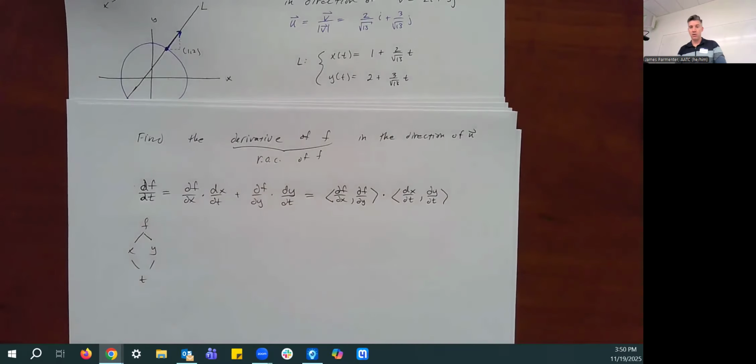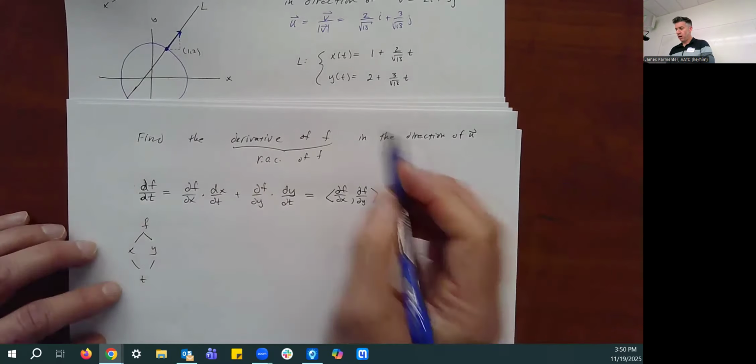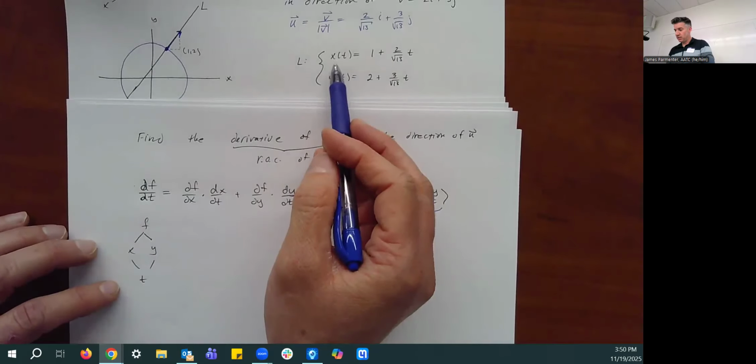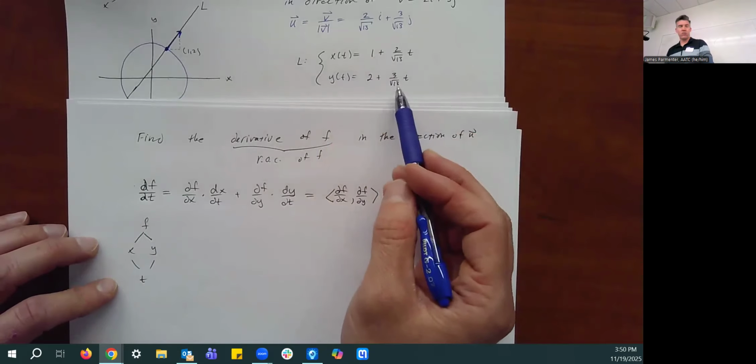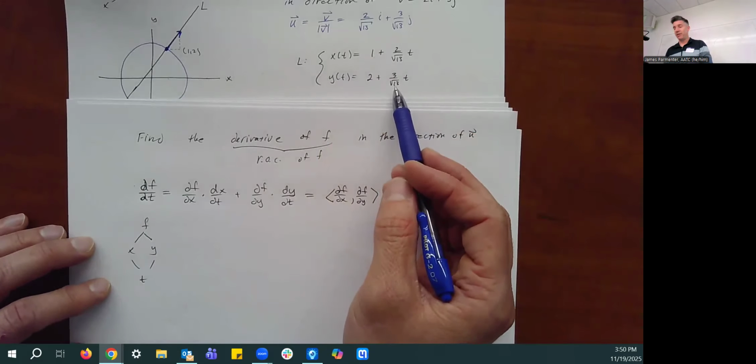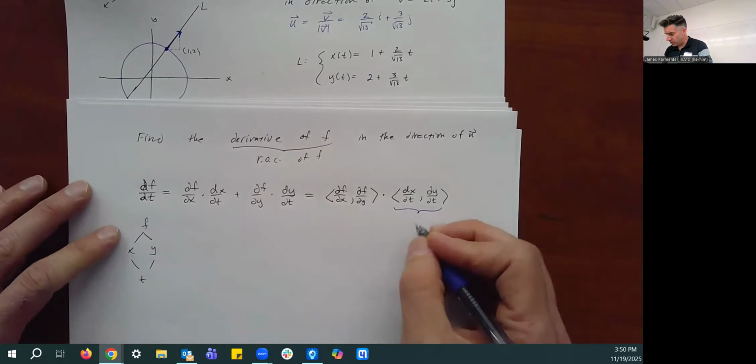But here's the deal. If you look at this vector, dx dt is 2 over root 13, and dy dt is the other number, 3 over the square root of 13. More specifically, this is the vector u.